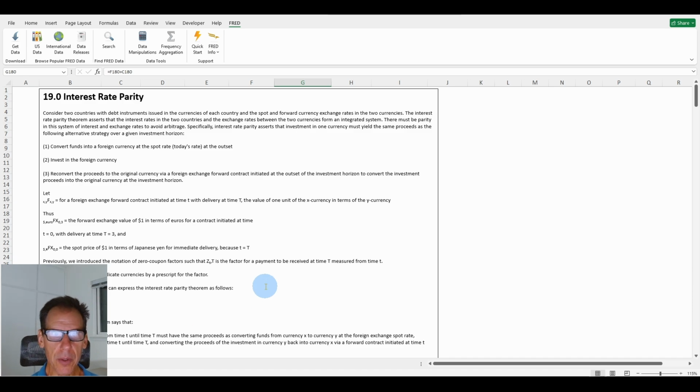Brad Williams, Frugal Finance, interest rate parity. This is going to be a very, very long session. We're going to cover net present value, looks like bootstrapping, and a couple other mathematical challenges.